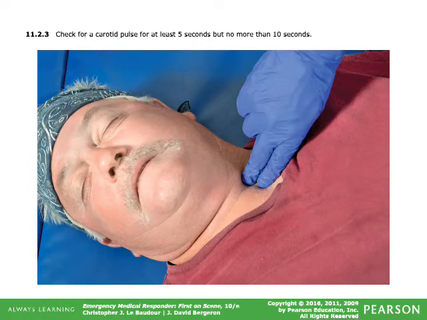Check for a carotid pulse for at least 5 seconds, but no more than 10 seconds. Guys, keep that in mind. At least 5 seconds, but no more than 10 seconds. That's going to be on your test.